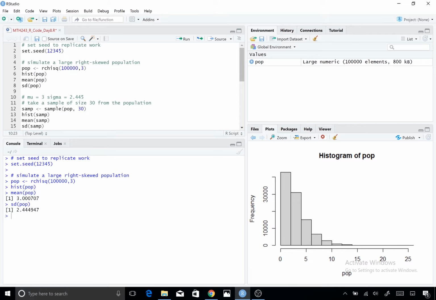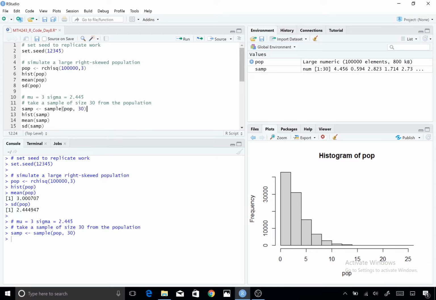Now I'll take a sample of size 30 from this population. Sample pop 30, and I'll store this as samp. One thing to make note of is that I wouldn't want to name this thing sample because that's the name of a command in R. Sometimes it won't let you use certain words, but other times you can make a mess of things by having too many similar names. So it's a good practice to come up with original names for these objects you store. But anyway, I've got my sample of 30 from pop, which is this right-skewed population of 100,000.